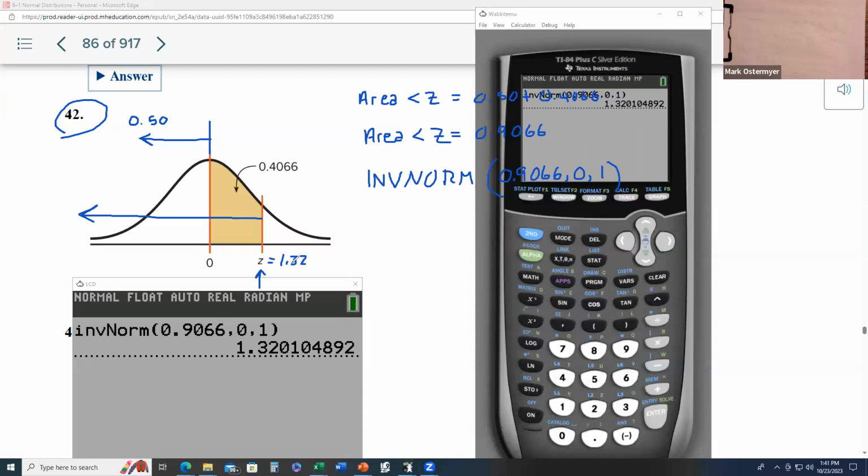That's about 1.32 standard deviations above the mean of 0, correct? So the area of the curve below this value, Z equals 1.32, this entire area, would be about 91% of the entire area of the whole curve. And that makes sense because you can see it's a large portion of this area here. Any questions how we're finding Z values using the inverse norm function on our calculator?